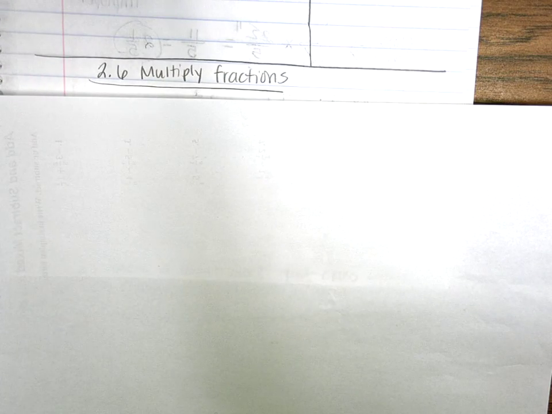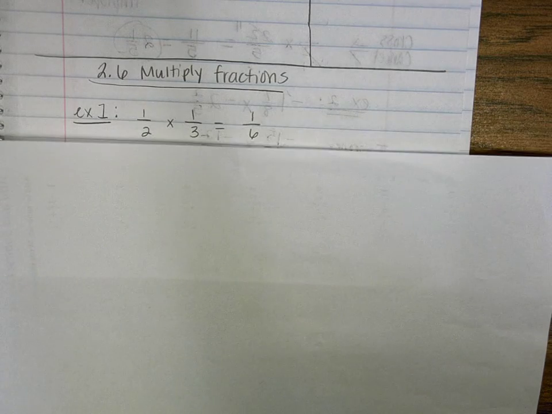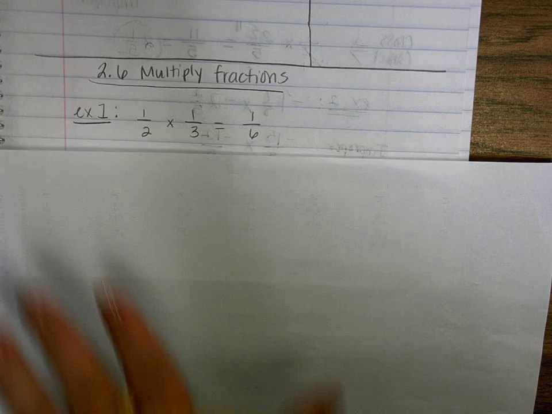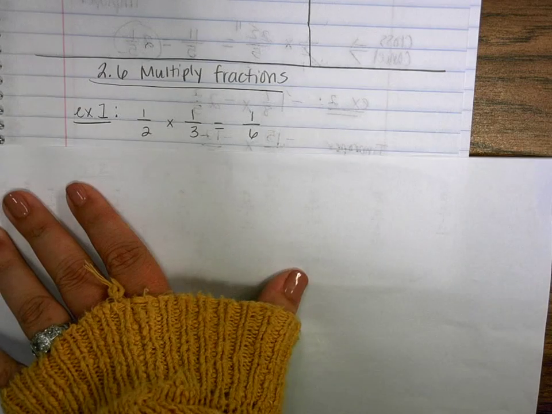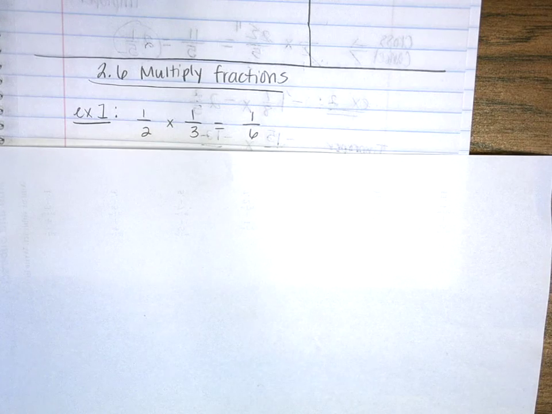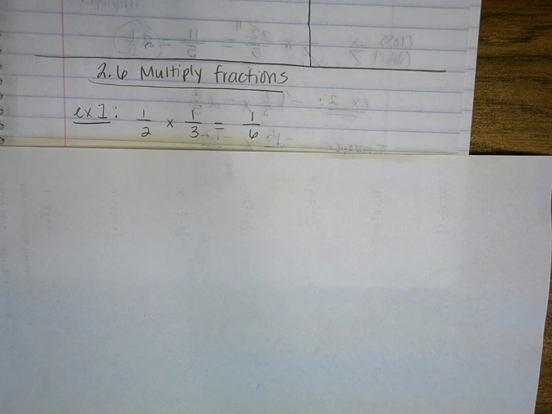Okay. So 2/6 is multiplying fractions. The first example is pretty straightforward, just to refresh your memory. When we multiply fractions, we multiply straight across top and bottom. So you multiply the top, 1 times 1 is 1, multiply the bottom, 2 times 3 is 6, and your answer is 1/6.